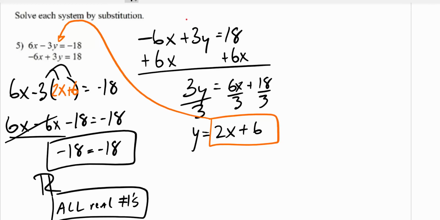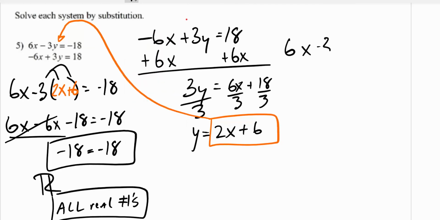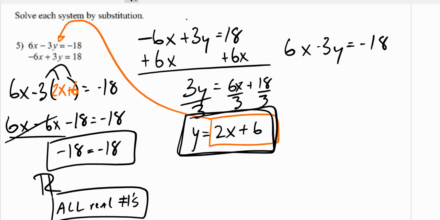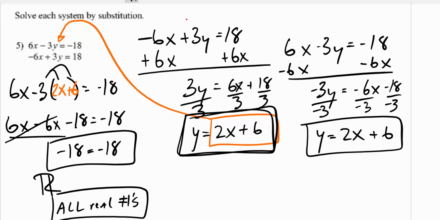We can prove that by solving the top equation for y. 6x minus 3y equals negative 18, and what we're going to get is that same equation. We'd be graphing the same equation twice. That's how all real numbers are solutions. So we subtract 6x, and we get negative 3y equals negative 6x minus 18, divided by negative 3, and we get y equals 2x plus 6. So we'd be graphing the same equation twice.